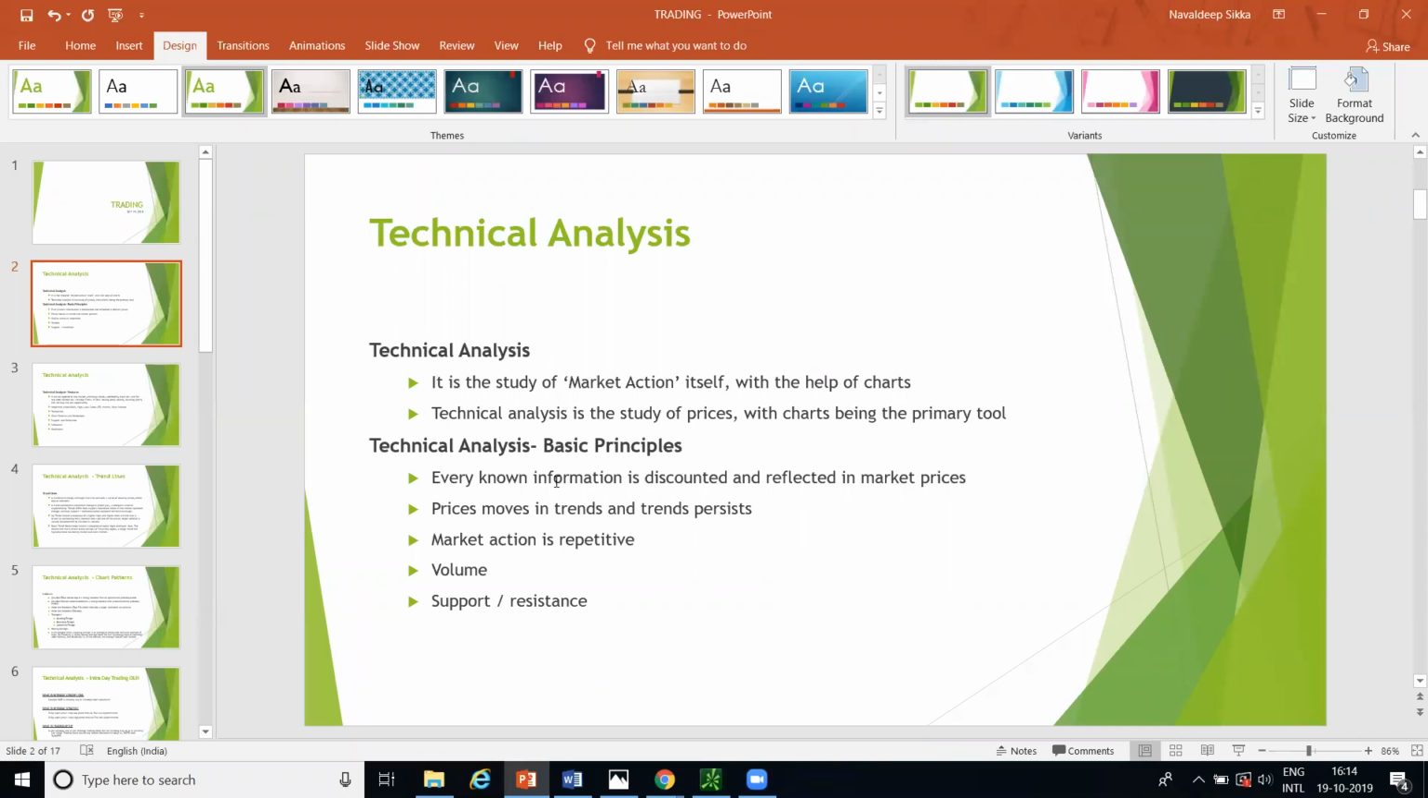Okay, so you need to understand that yes, all that is already discounted in the market. Prices move in trends, and trends persist. And this trend, meaning that yes, if you're making higher highs, higher lows, that's a trend. And these trends prevail over a period of time, and that period of time depends on what style of trading you are doing.